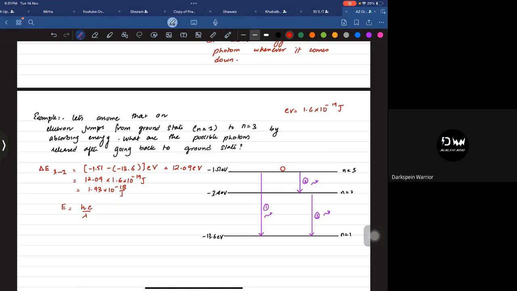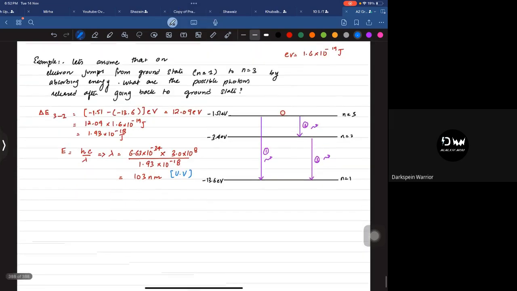And lambda then will be equal to 6.63 times 10 raised to minus 34, that is the Planck constant, multiplied by 3.0 times 10 raised to 8, and then divided by the energy, which we just found, 1.93 times 10 raised to minus 18. So what you get is about 103 nanometers. You can check. And this particular light belongs to the UV range. So this is the UV photon that was released when it makes that jump.